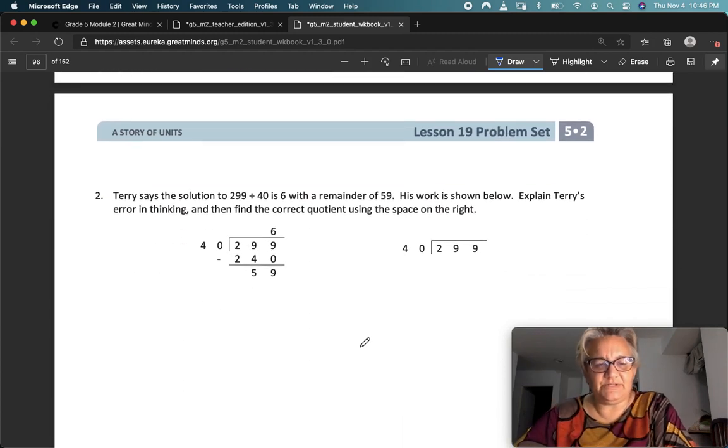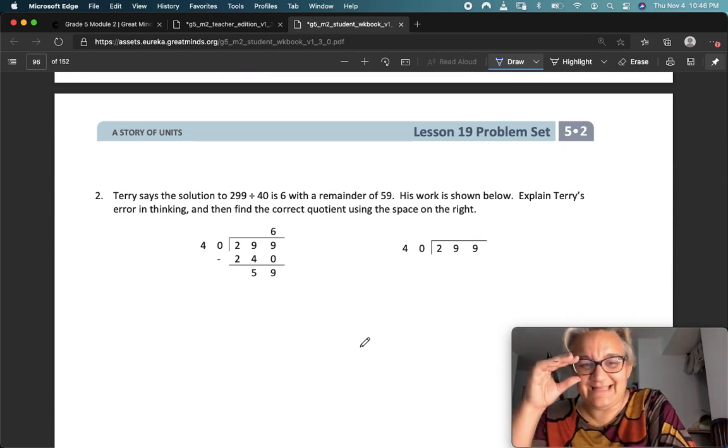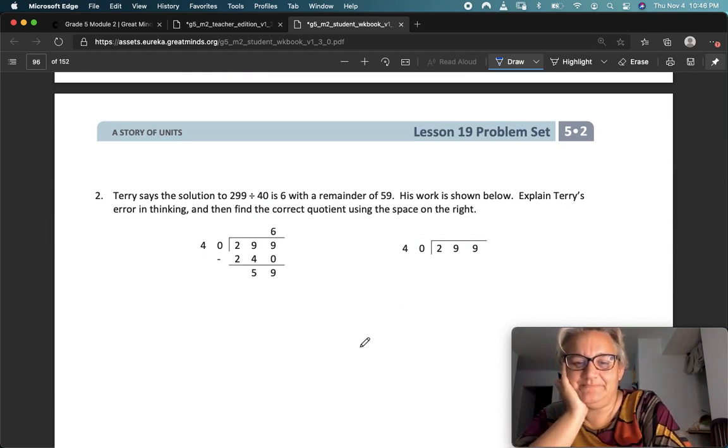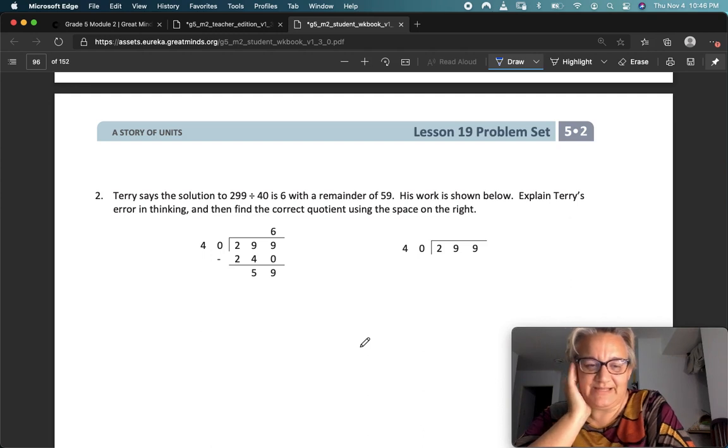Terry says the solution to 299 divided by 40 is 6 with a remainder of 59. His work is shown below. Explain Terry's error in thinking and then find the correct quotient using the space on the right.